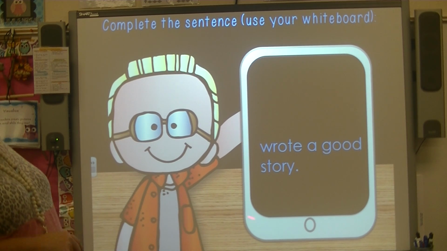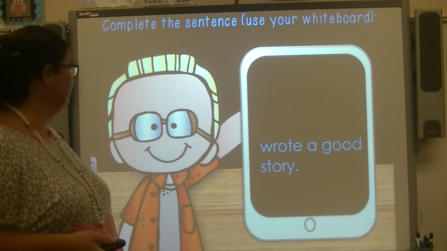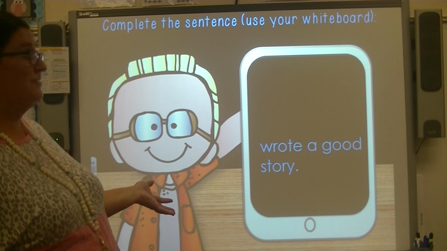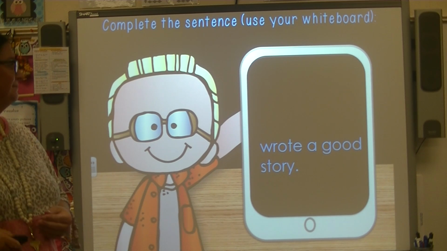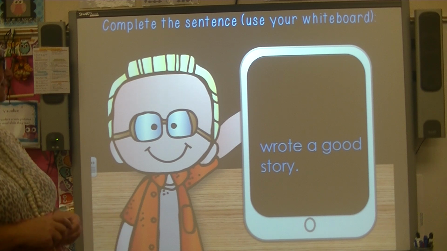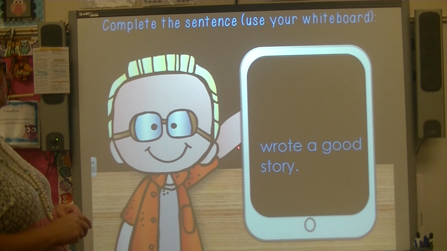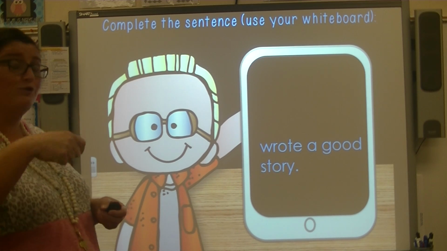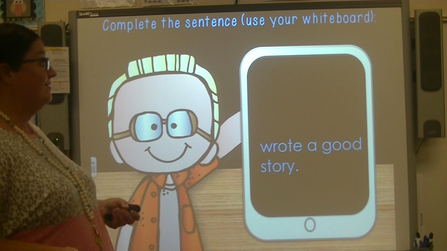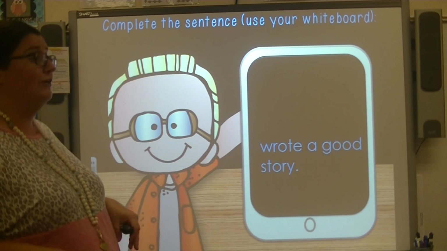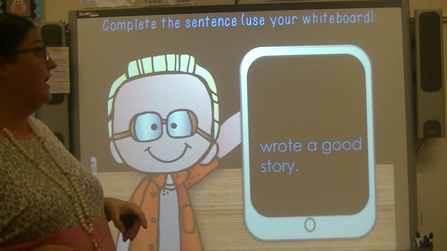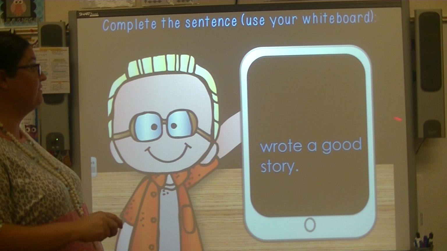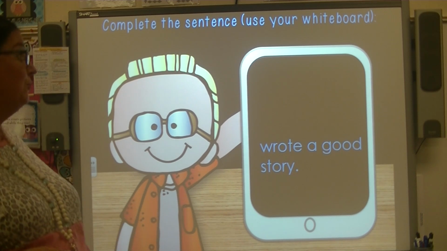Blank wrote a good story. Miss Byers just gave you a clue. All right, do we have the who part or the do part? All right, I see an action word, wrote. That's something you can do. You can write a good story. So you could pick someone's name, or you could say the boy or the girl or the teacher wrote a good story. So you have the predicate, or the do part. You need the who part.